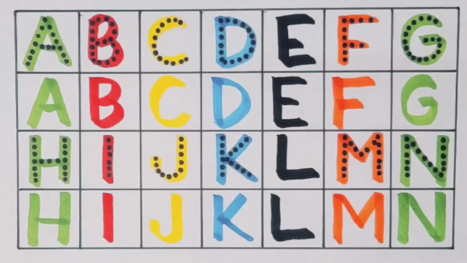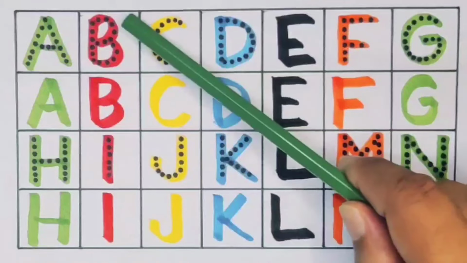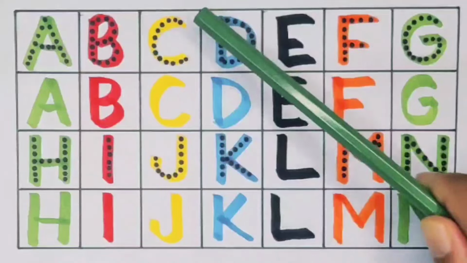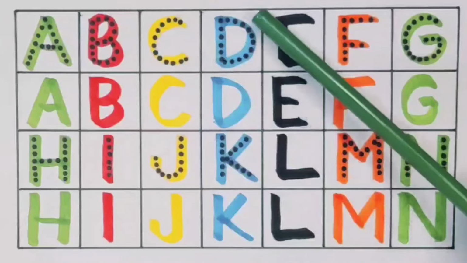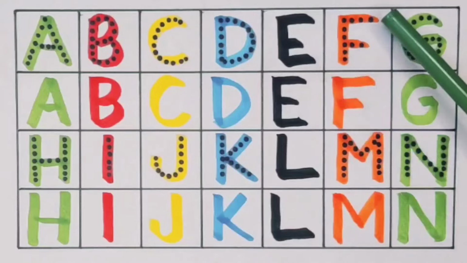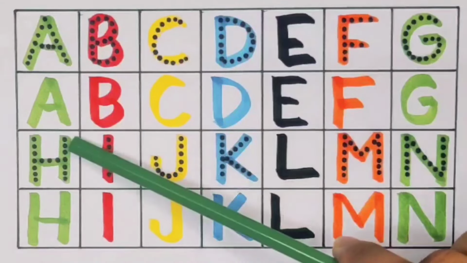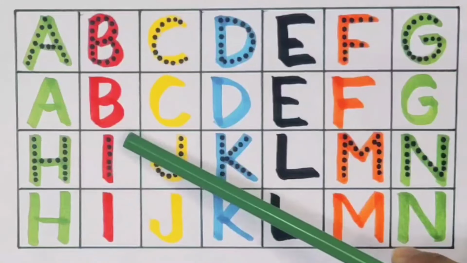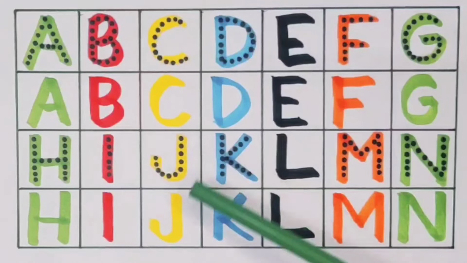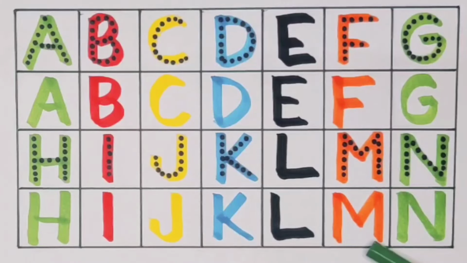What we learn? We learn A for aeroplane, B for bicycle, C for clock, D for doll, E for eggplant, F for flower, G for giraffe, H for hat, I for eyes, J for jelly, K for key, L for ladybug, M for moon, N for nest.